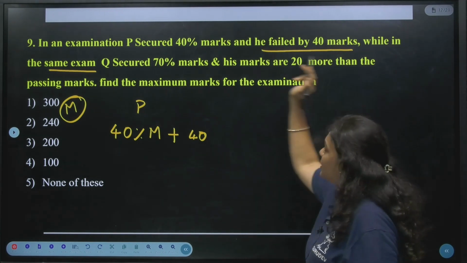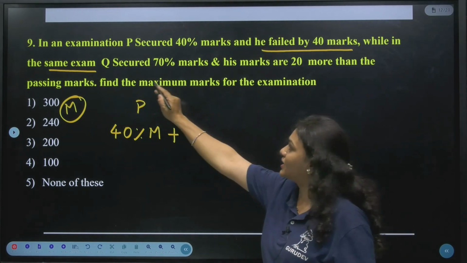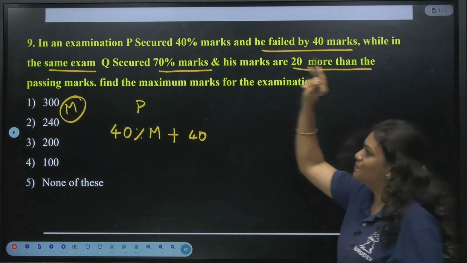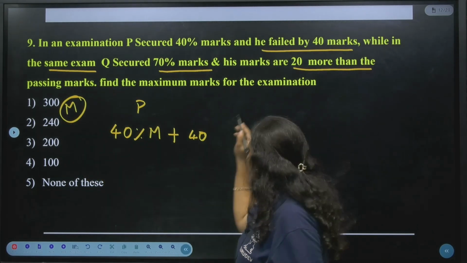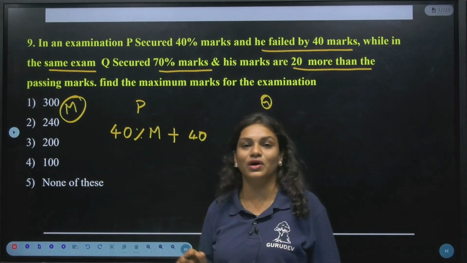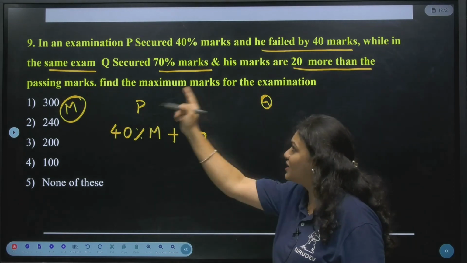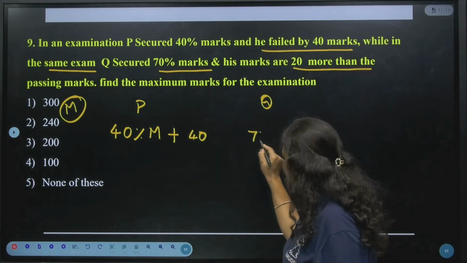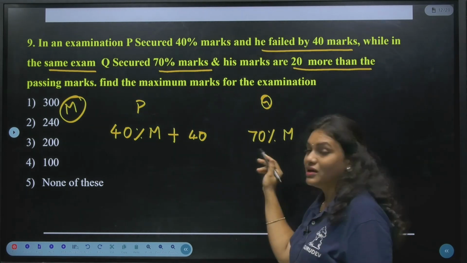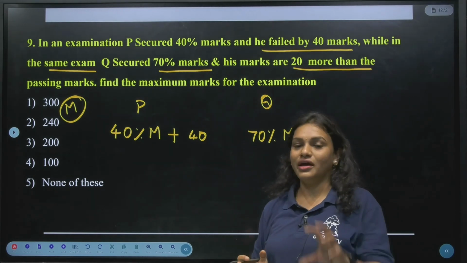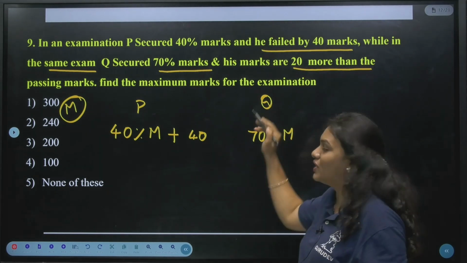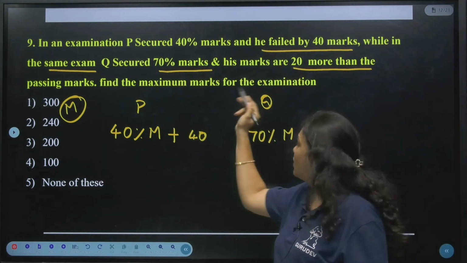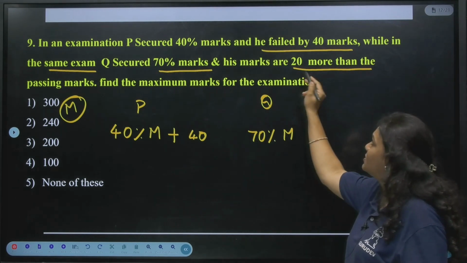So, in the same exam, Q secured 70% marks and his marks are 20 more than the passing marks. Is it clear? Now, about Q, what condition have they given? If the maximum marks are M, he has scored 70% of it, and due to this, Q has not failed. According to the question, he passed the exam, and whatever score he obtained is 20 more marks.